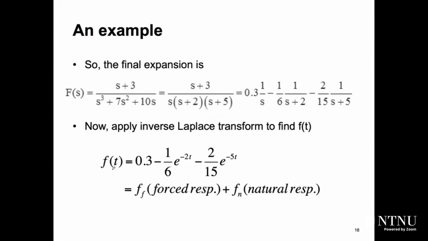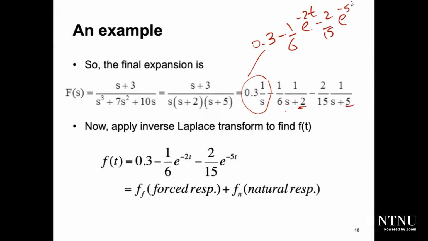So now to get your final solution, just write it like this: 0.3 divided by s, minus 1 divided by 6 and so on. Just write it in this way and apply the inverse Laplace transform. So the first term will generate minus 3. This one will be minus 1 divided by 6 exponential minus 2t, right? Minus 2 divided by 15 exponential minus 5t. So it will be like this.